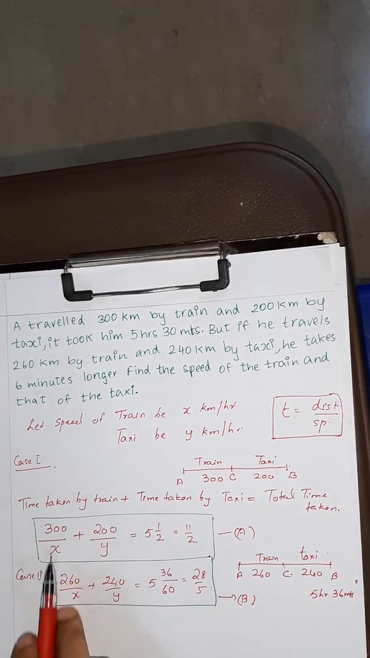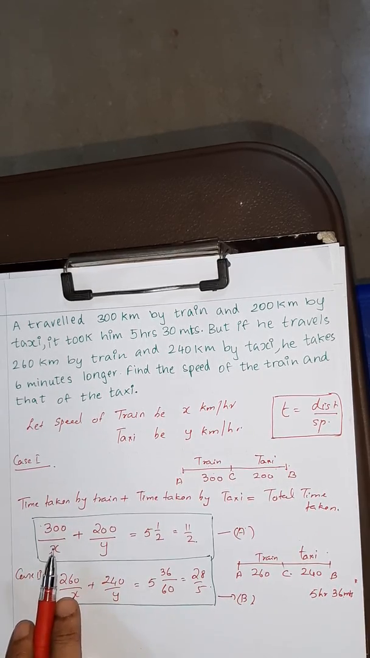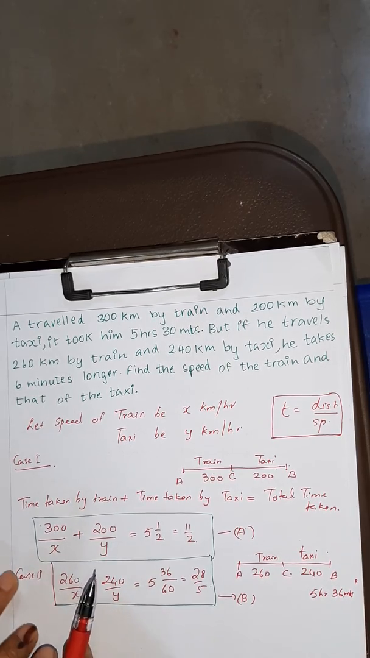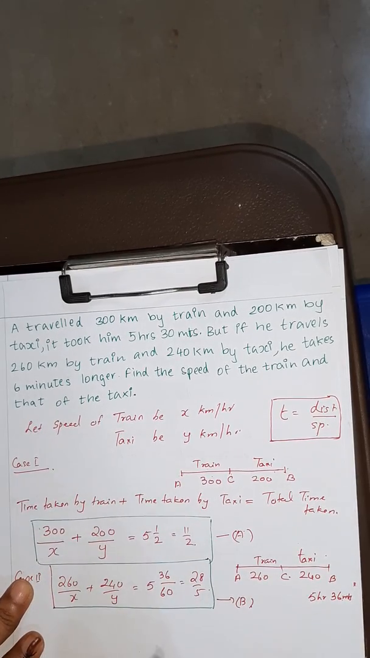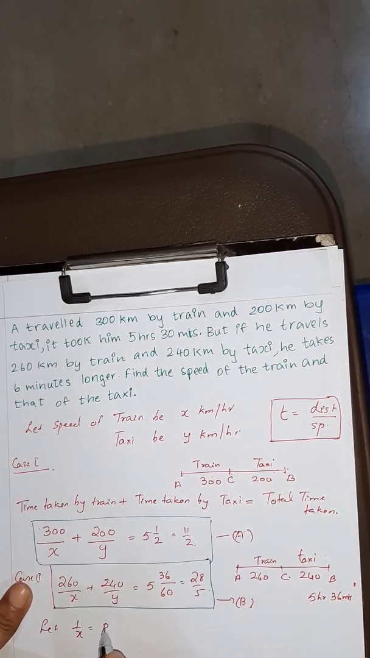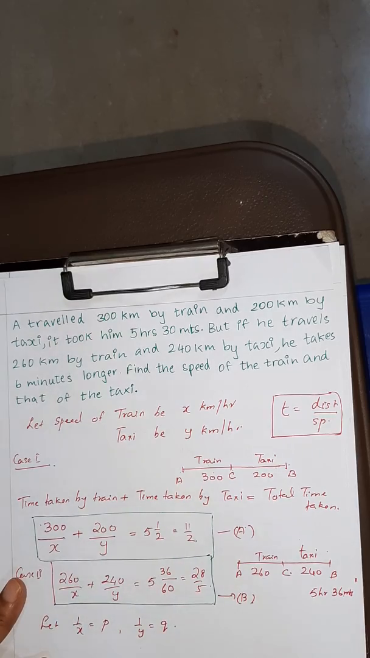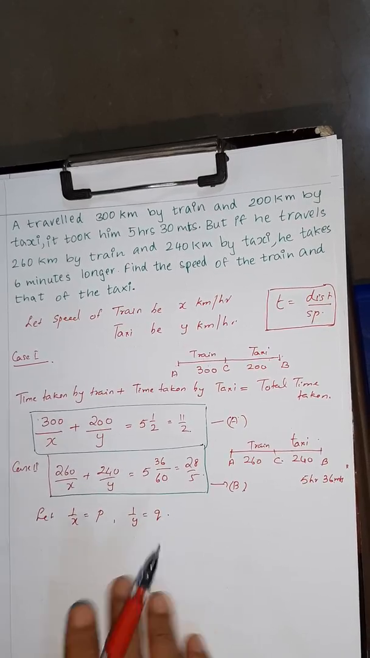Now, if you see here, it is 1 by x, it is not 300x. We have been doing like till now all the problems like 300x plus 200y, where x and y are in the numerators, but here if you see it is in the denominators. So, we have to use a different approach for solving this. So, let 1 by x is equal to p and 1 by y is equal to q.